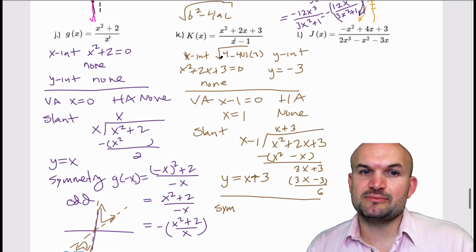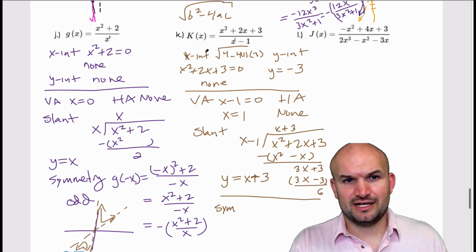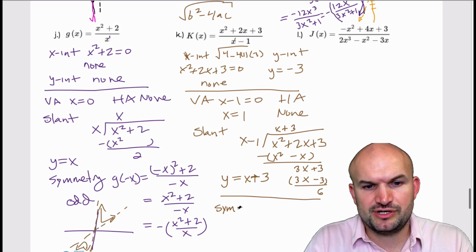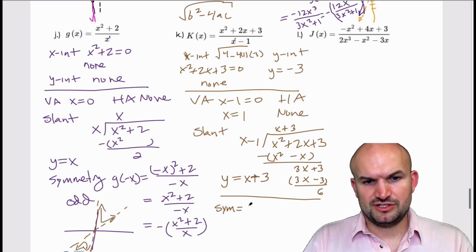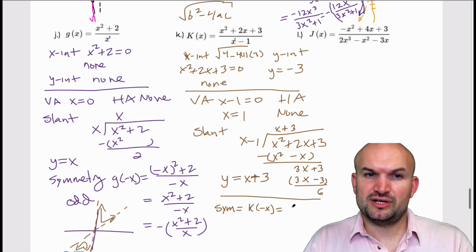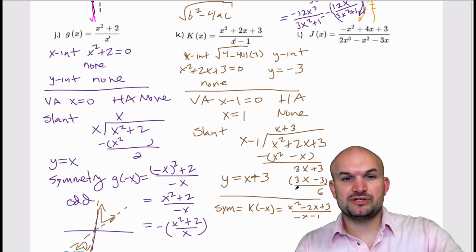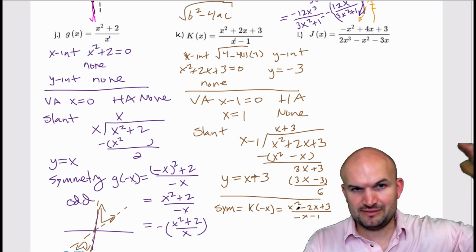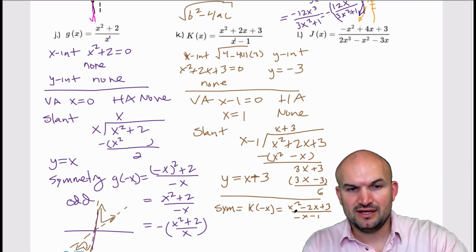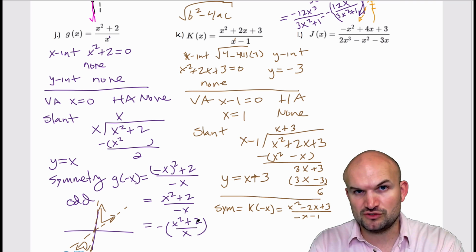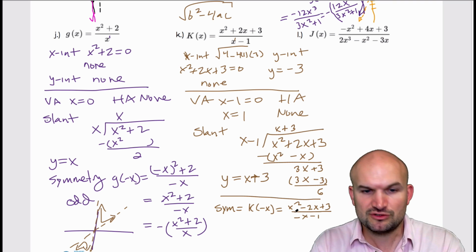All right, and again for symmetry, it doesn't have any symmetry, but let's just go and do it anyways, just so you guys can see. So k of negative x is going to be, if I plug in a negative x, I'm going to have an x squared, minus 2x plus 3 all over a negative x minus 1. And you can see that's not the original function. And if I factor out a negative, it won't give me the exact opposite. Before, I factored out the negative and got the original function back. If I factor out a negative here, I'm still not going to get the original function. So therefore, there is not any symmetry.